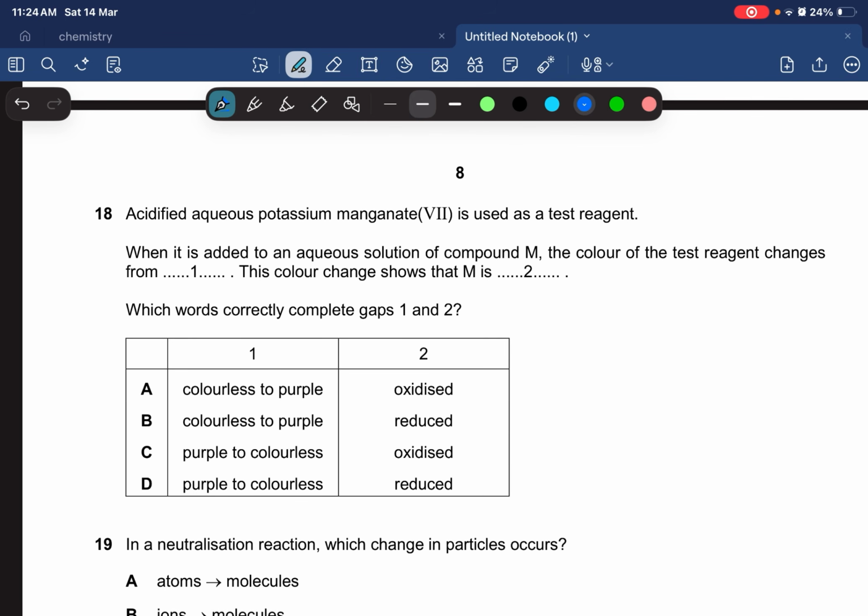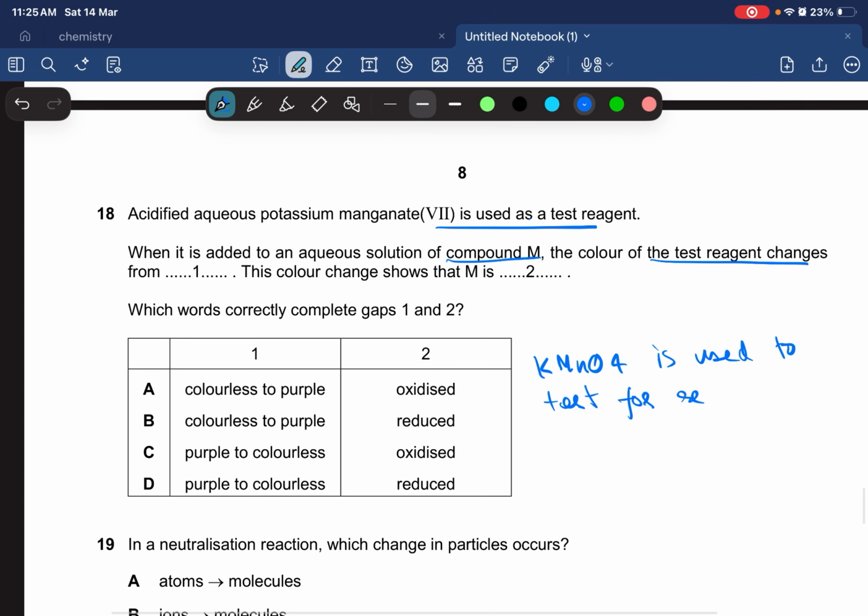Acidified aqueous potassium manganate is used as a test reagent. When it is added to an aqueous solution of compound M, the color of the test reagent changes from dash. The color change shows that M is... KMnO4 is used to test for reducing agents.